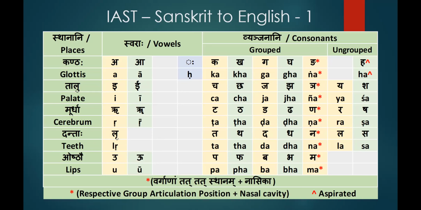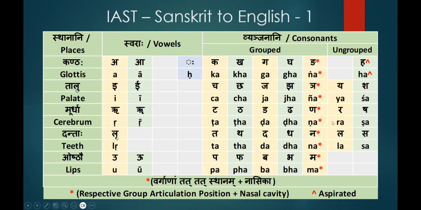If you can all try it yourself, you will notice that the first set of sounds, the kavarga, come from the throat. The chavarga comes from the palate. The ṭavarga comes from the cerebrum. The tavarga comes from just behind the teeth, and the pavarga comes right from the joining of the lips. Now, this is as far as the grouped consonants are concerned. There are 8 more ungrouped consonants.